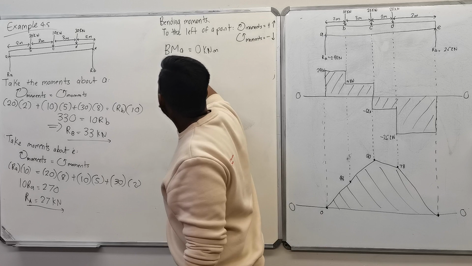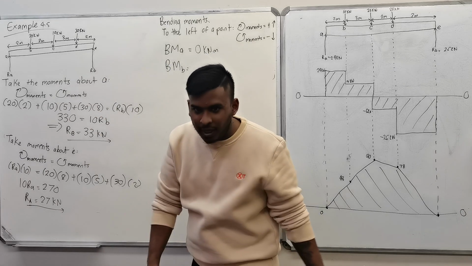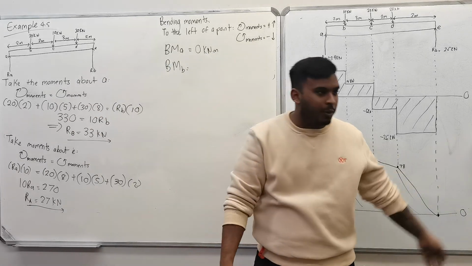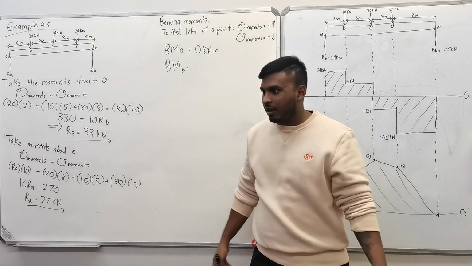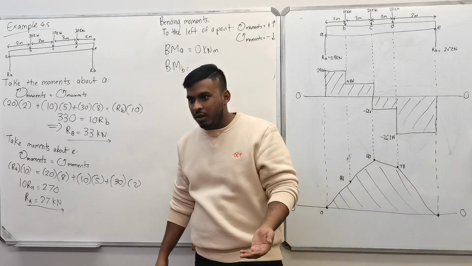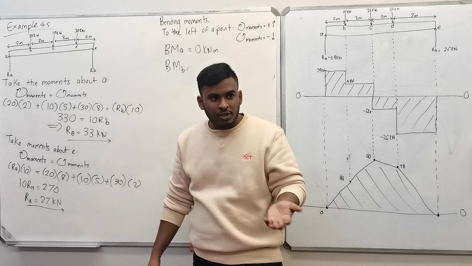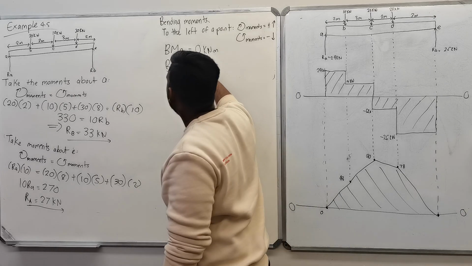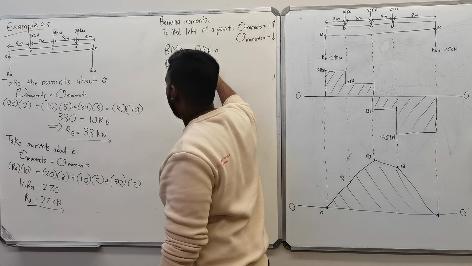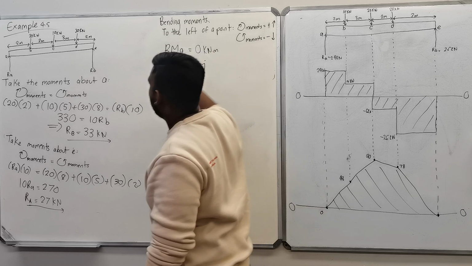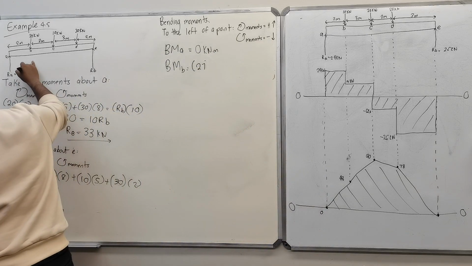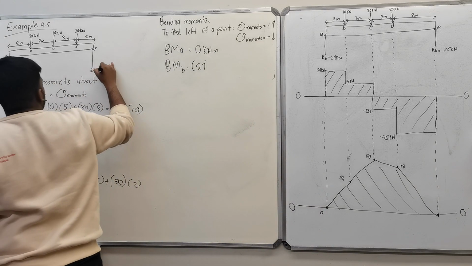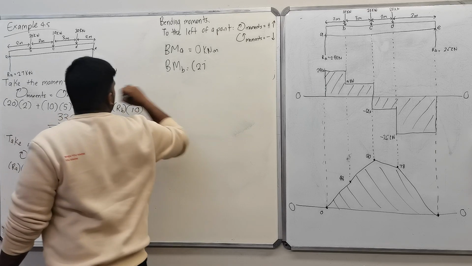Bending moment at B. How many forces are to the left of B? Only one. Which force is that? Ra is moving up or down? Up, which is a positive value. So this here would be 27 kilonewtons, right? So this would be 20.